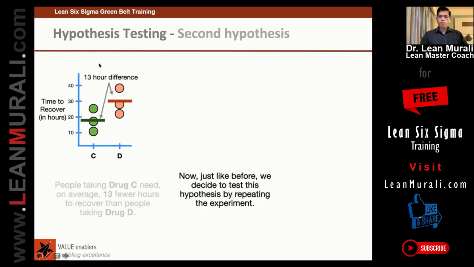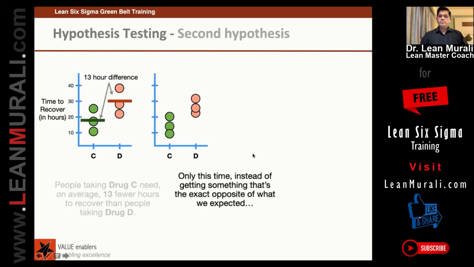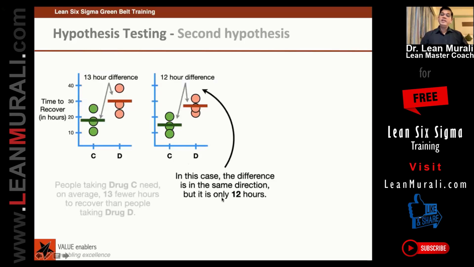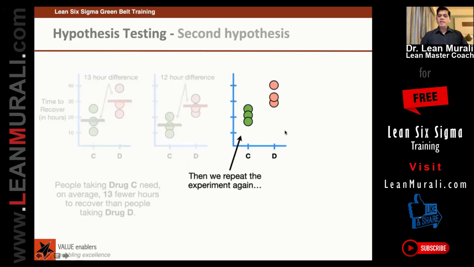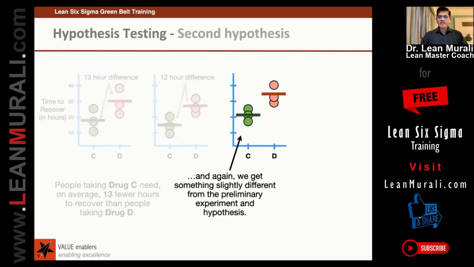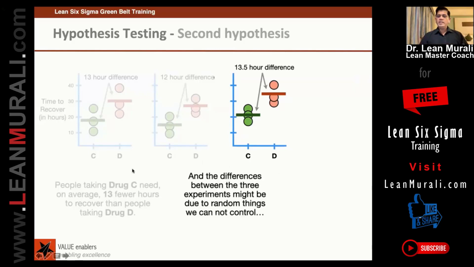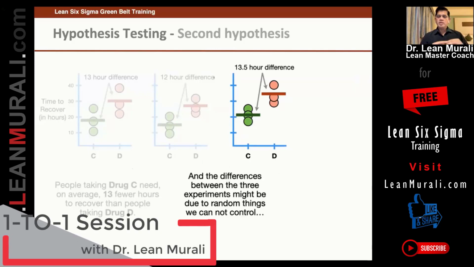Now, just like before, we decide to test this hypothesis by repeating this experiment. But this time what did we find? The results repeated, but we get results slightly different, and it is a 12-hour difference. Again we repeat, and this time also it's slightly different from the initial one, and it is a 13.5-hour difference. So the good news is that probably we didn't mislabel the drugs like we did last time. And the differences between these 3 experiments, we can say, might be due to random variations.